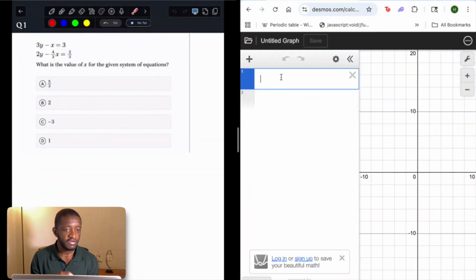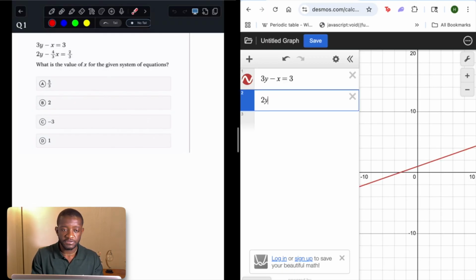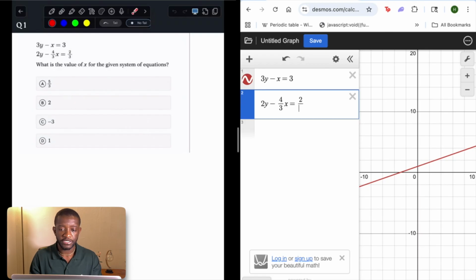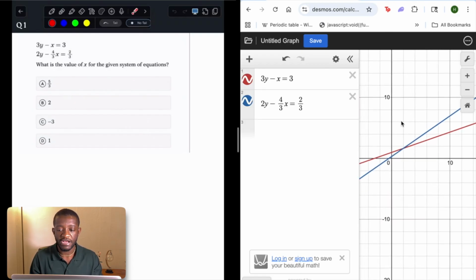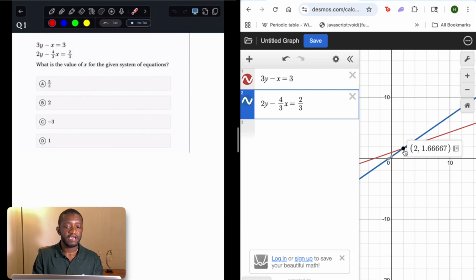So say, for example, you have a problem like this. You're given a system of equations, and they're asking you for the value of x. So instead of using the substitution method or elimination, what you could do is directly plug in these two equations using Desmos, 3x equals 3, and basically look at where they intersect. There, and that will be your solution. They're asking for the x value, so the x value is 2, so your answer would be the second choice, so it'd be B.